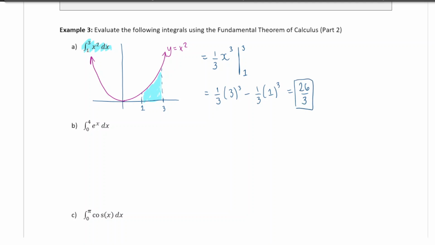So that evaluates to 26 over 3. So just leave it like that. Okay, so that's the exact area of this blue region, right? Okay, let's do the next one, e to the x.